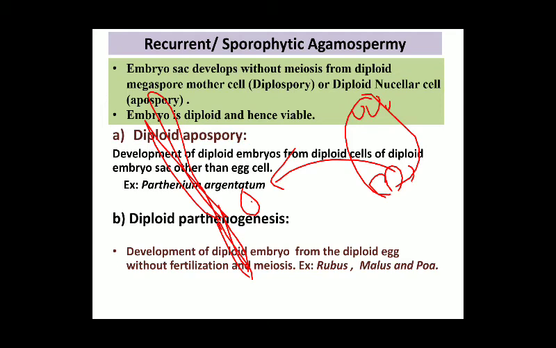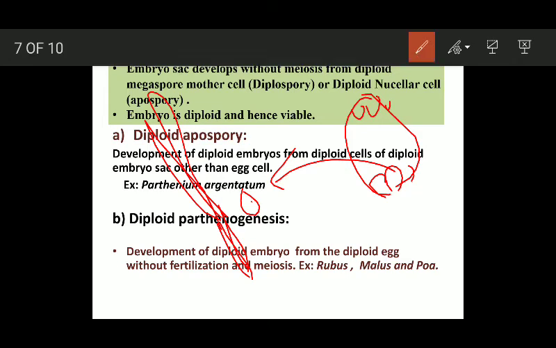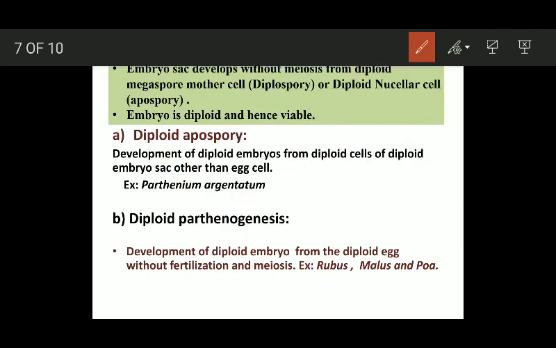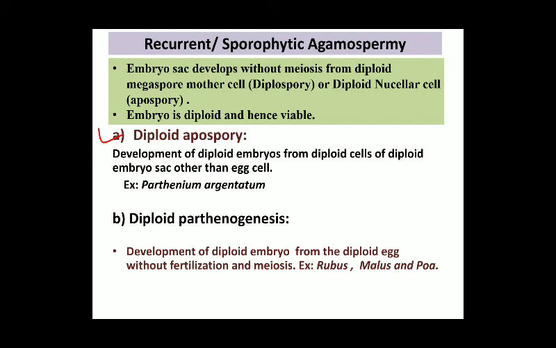Okay, while in case of non-recurrent apomixis, the process occurs once for all. Ek bar hoti hai, fir nahi hoti hai. Okay, yahan pe kya hota hai? This process repeats. This process goes on repeating. Okay, that is why this is known as recurrent apomixis. For example, main aapko bata dun. ये डिप्लॉयड एग सेल ये बनाएगी डिप्लॉयड एम्ब्रियो, which will form diploid plant, और इस प्लांट के फ्लावर्स में सेम प्रोसेस रिपीट हो जाएगी. ओके, सो द फर्स्ट टाइप ऑफ दिस स्पोरोफिटिक एगेमोस्पोर्मी इज डिप्लॉयड एपोस्पोरी.